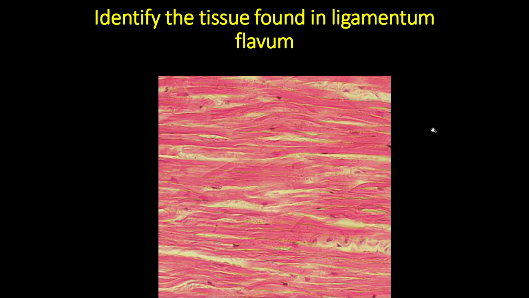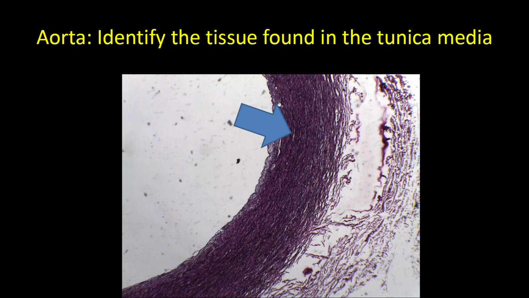Now, kind of keep moving. Identified in the ligamentum flavum, this is going to be our elastic connective tissue. So this is going to be the dense elastic connective tissue because once again we have multiple collagenous fibers working together, but we still have some spacing that allows and permits expansion and contraction. Once again, this is going to be our elastic connective tissue.